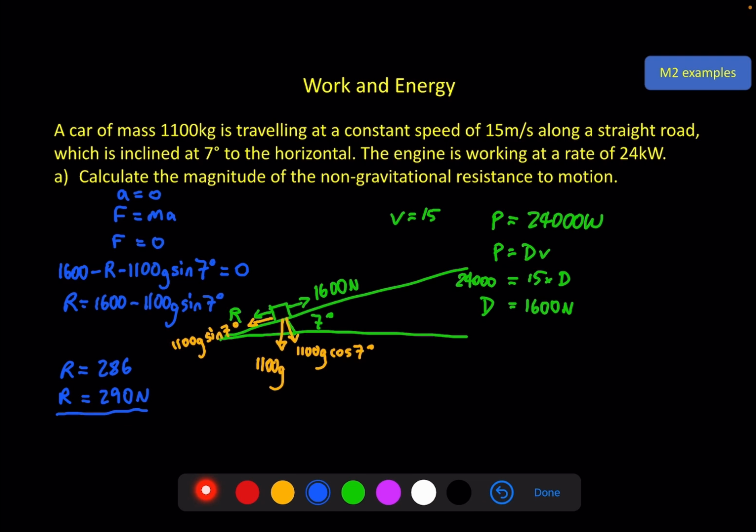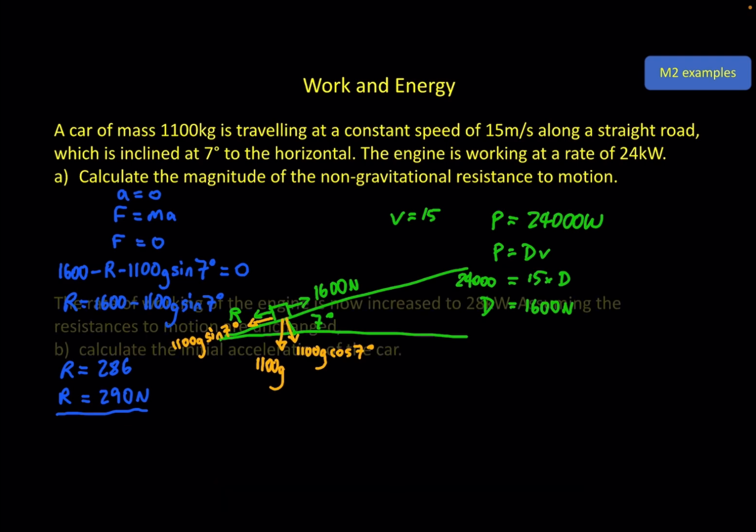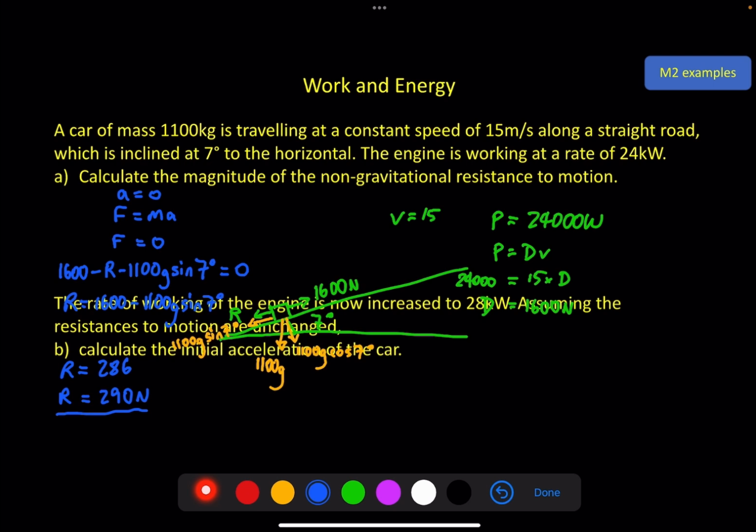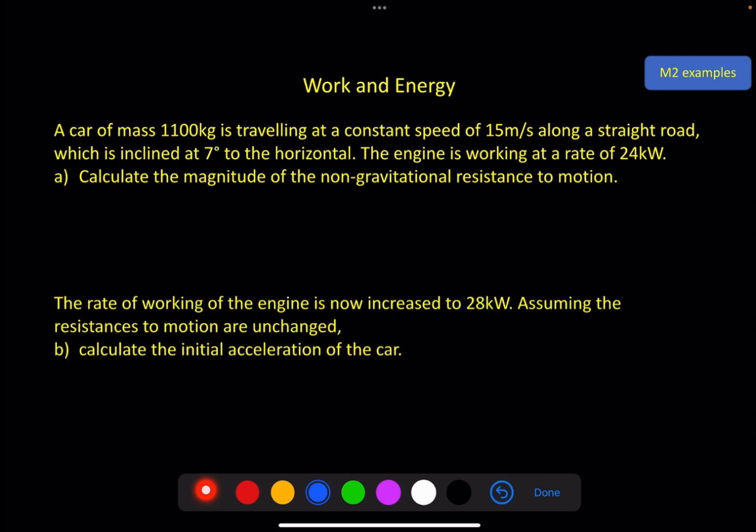Now I'm going to have to clear that off the screen because we've got part B here. Part B you can't see. There we go. The rate of working of the engine is now increased to 28 kilowatts. Assuming the resistances to motion are unchanged, calculate the initial acceleration of the car. So it was going at a constant speed. I've still got the value of the resistances on my calculator, 286... But now we've got an acceleration because the power has increased.